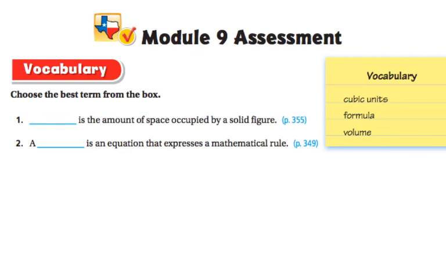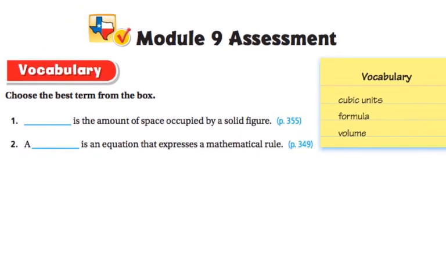Blank is the amount of space occupied by a solid figure. Boys and girls, that is going to be volume. Volume is going to be measured in cubic units. Volume is actually the space that goes inside of a shape, or the space occupied by that solid figure.